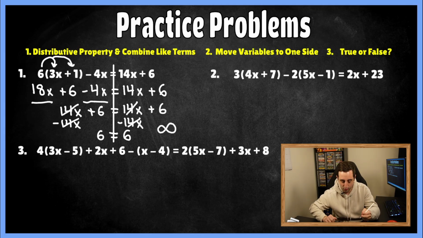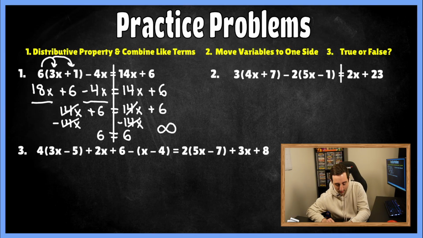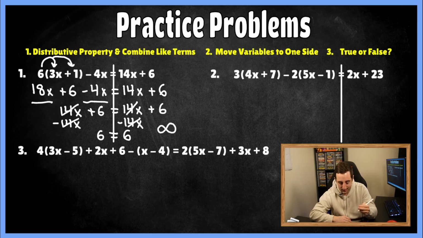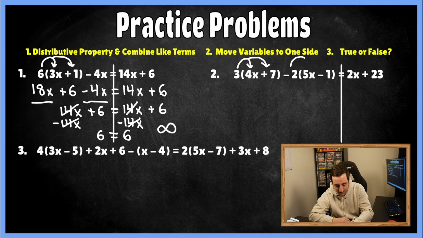And now let's go ahead and tackle number 2. Let's draw our line separating it once again, making sure I don't run into that webcam. Can't combine anything inside the parentheses, so let's go ahead and distribute twice this time here. So 3 times 4x and the plus 7, negative 2 times 5x and negative 1 here.